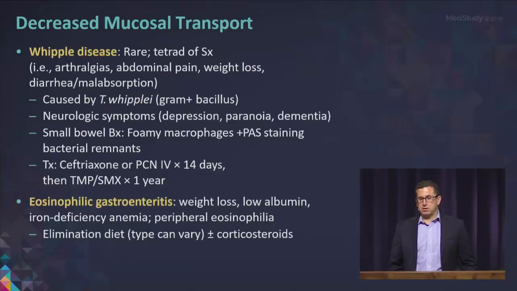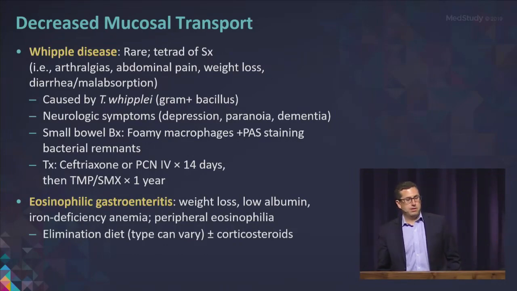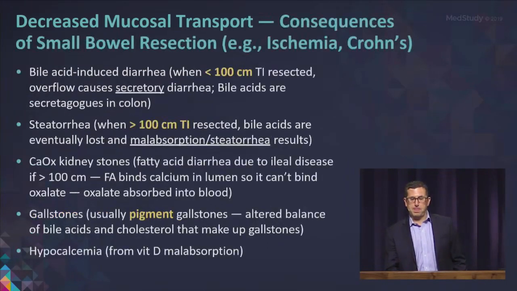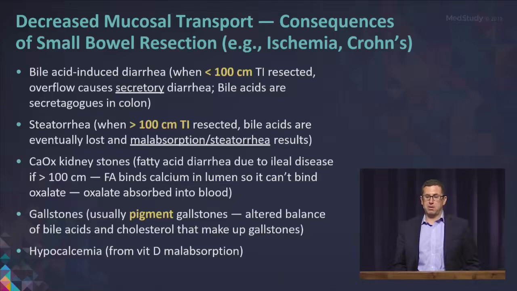And it's treated with ceftriaxone or penicillin for 14 days, and then trimethoprim-sulfamethoxazole for about a year. There's also an entity called eosinophilic gastroenteritis, where you get eosinophils that really infiltrate the GI tract. Could be in the stomach, small bowel, and the colon, and it could lead to malabsorption. A lot of times you'll see peripheral eosinophilia, and it's a different entity than eosinophilic esophagitis, but similar to eosinophilic esophagitis, it could sometimes be treated with an elimination diet, and it often needs to be treated with steroids.